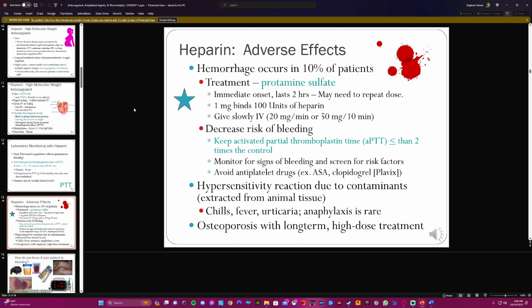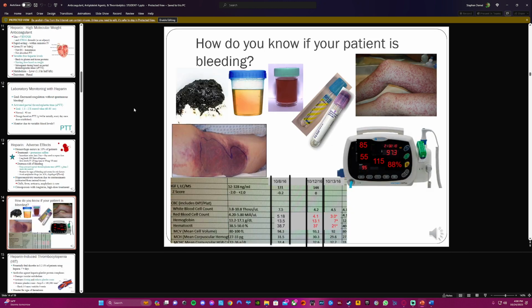Keep activated partial thromboplastin time less than or equal to 2 times the control. Monitor for signs of bleeding and screen for risk factors. Avoid antiplatelet drugs such as ASA and clopidogrel or Plavix. There is a hypersensitivity reaction due to contaminants, since heparin is extracted from animal tissue. Hypersensitivity reactions could include chills, fever, urticaria, and anaphylaxis is rare. Osteoporosis can occur with long-term, high-dose treatment of heparin.